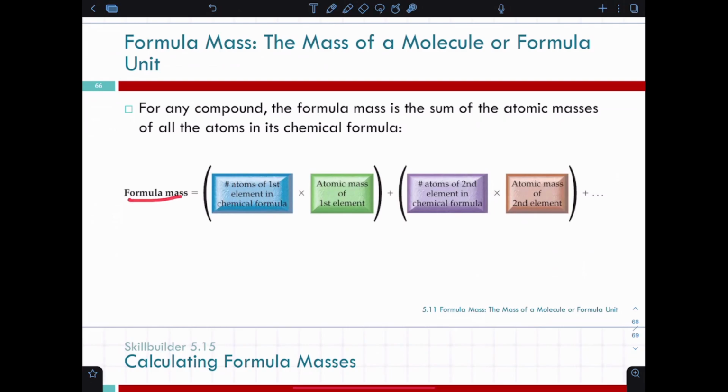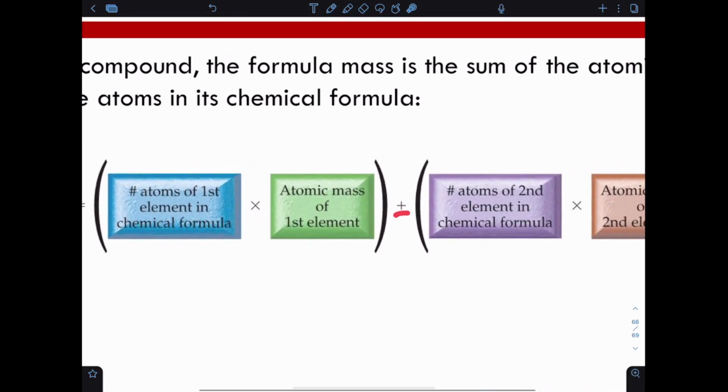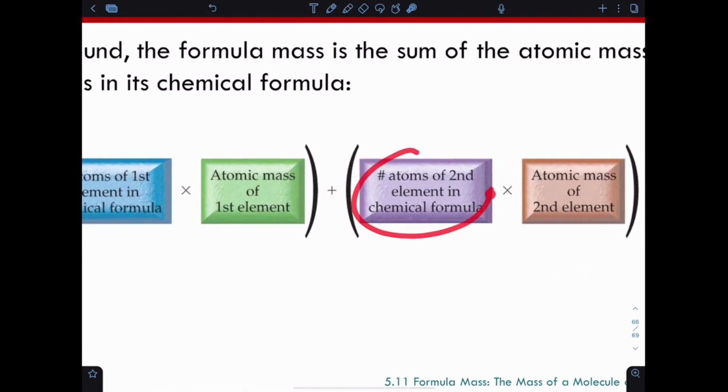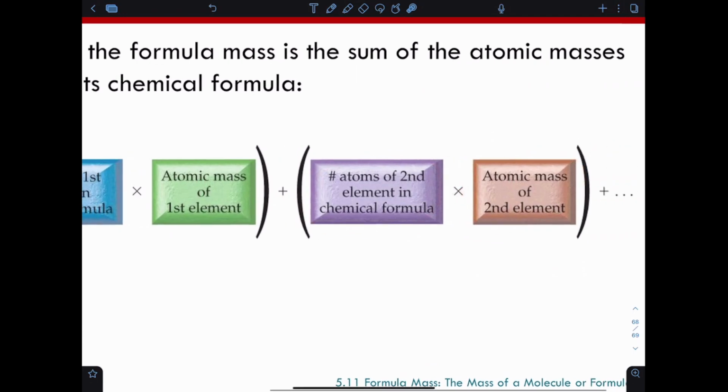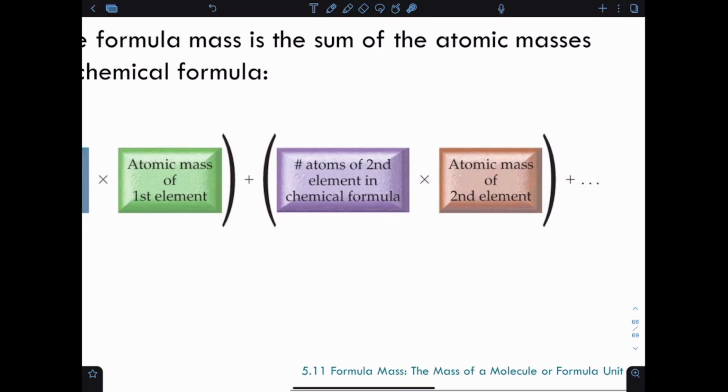To calculate formula mass, take the number of atoms of the first element in the chemical formula and multiply it by the atomic mass of the first element. Then you add that to the number of atoms of the second element in the chemical formula times the atomic mass of the second element. And then this ellipsis means keep going. If a compound has 30 different elements in it, which I don't know that anything like that actually exists, you would do this for every single element in the compound. So you just keep going until you've done all of the elements.